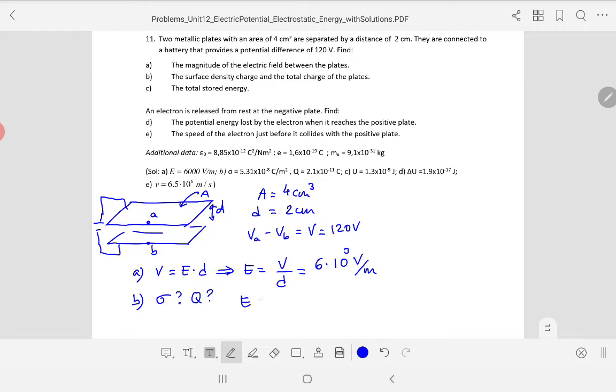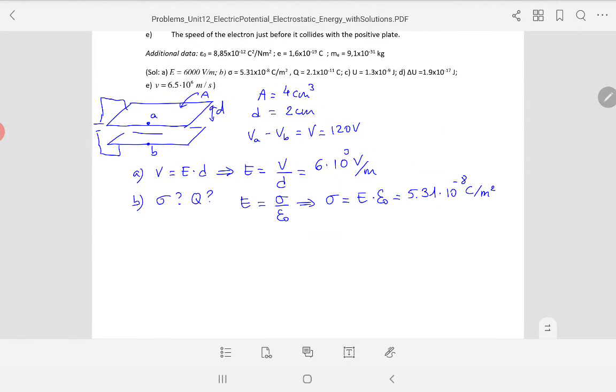So if you go back to the notes, you will see that the connection between the electric field and the surface density is just that the electric field is the surface charge density divided by epsilon sub 0, because we assume that there is just vacuum between the plates. Okay, so this leaves you with an easy calculation: the surface charge density is the electric field times epsilon sub 0. If you do the numbers, this provides 5.31 times 10 to the minus 8 coulombs per square meter.